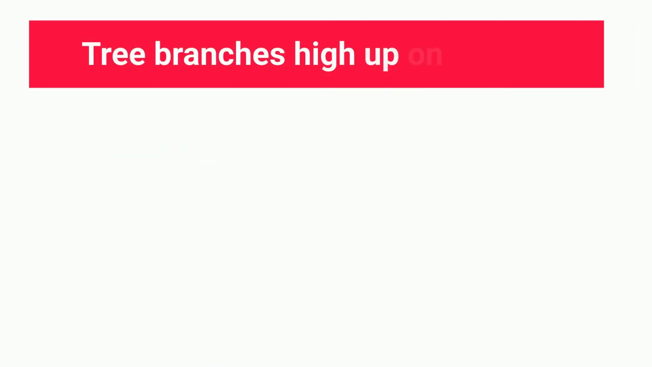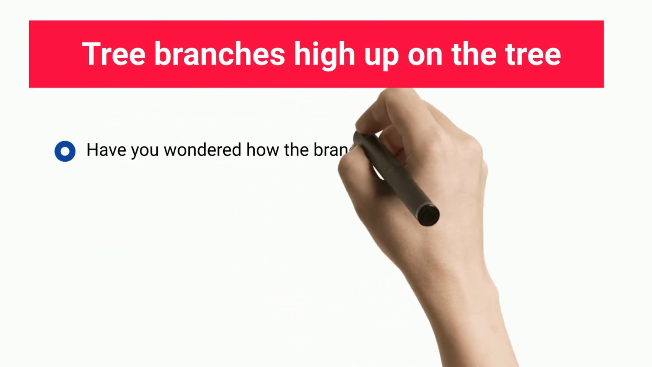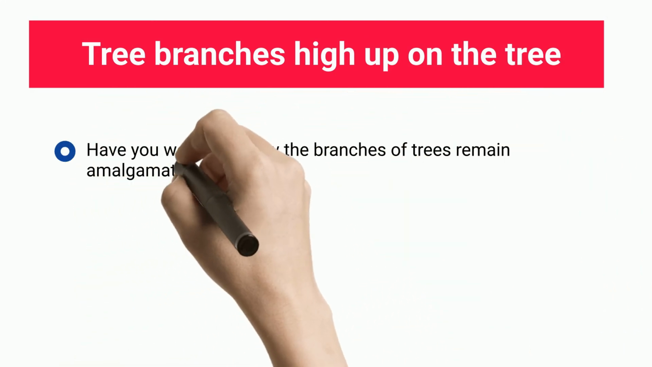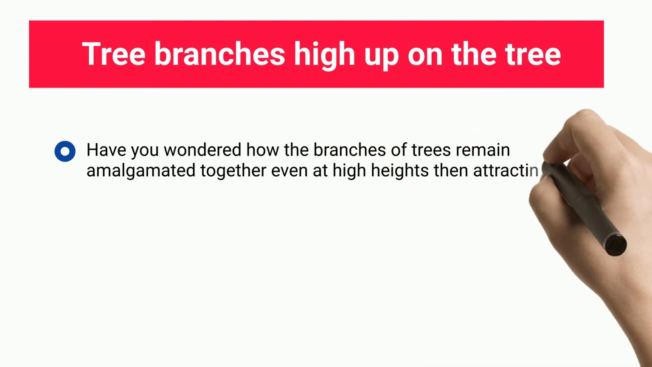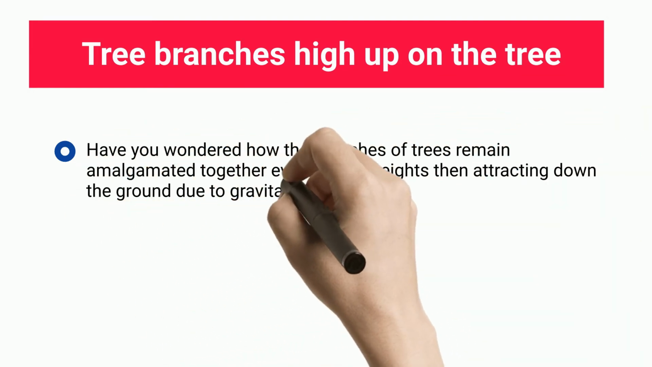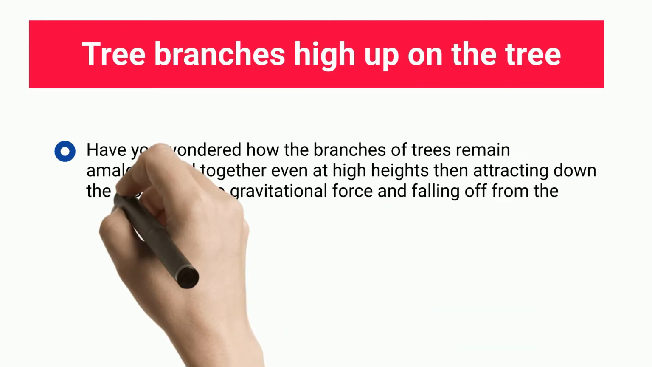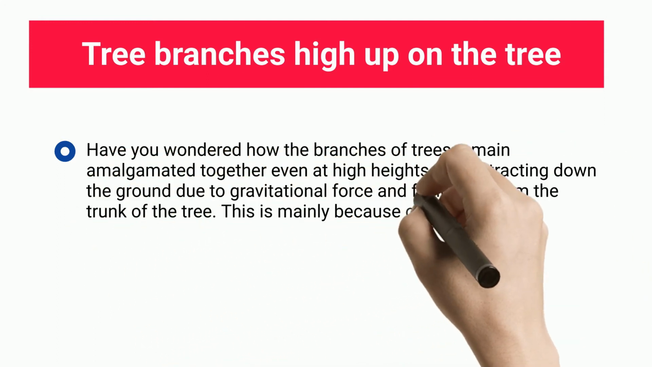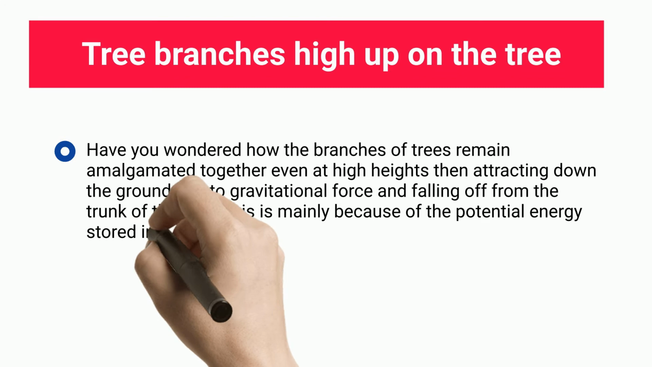Tree branches high up on the tree. Have you wondered how the branches of trees remain amalgamated together even at high heights, rather than being attracted down to the ground due to gravitational force and falling off from the trunk of the tree? This is mainly because of the potential energy stored in the tree.